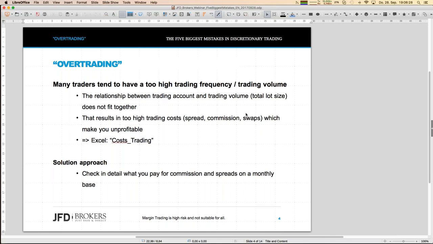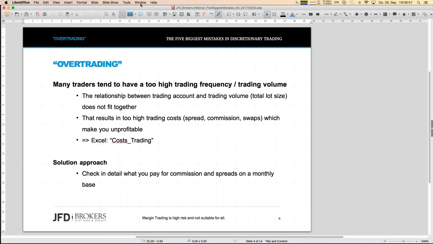If we have a high trading volume, that automatically generates quite a lot of costs. And now change your perspective. Think more like a businessman owning a small company. And of course, the first thing you have in mind is if you have costs, you have to cover your costs.